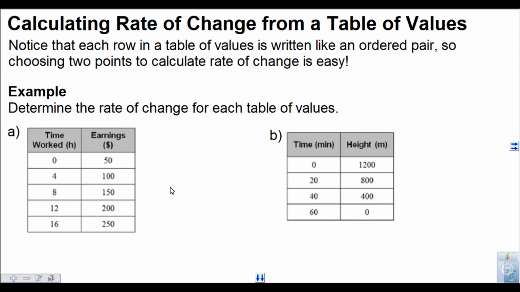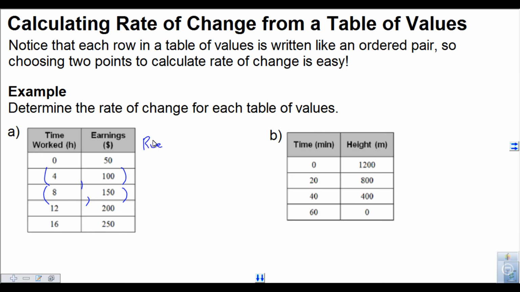So let's calculate the rate of change for each of these tables of values. So remember, each row in a table of values is written like an ordered pair. Okay, so all we need to do is just pick any 2 points. So again, in this example here, this is the exact same table as the example before. But if we pick 2 different points, we're going to get the exact same answer. Let's pick these 2 points right here.